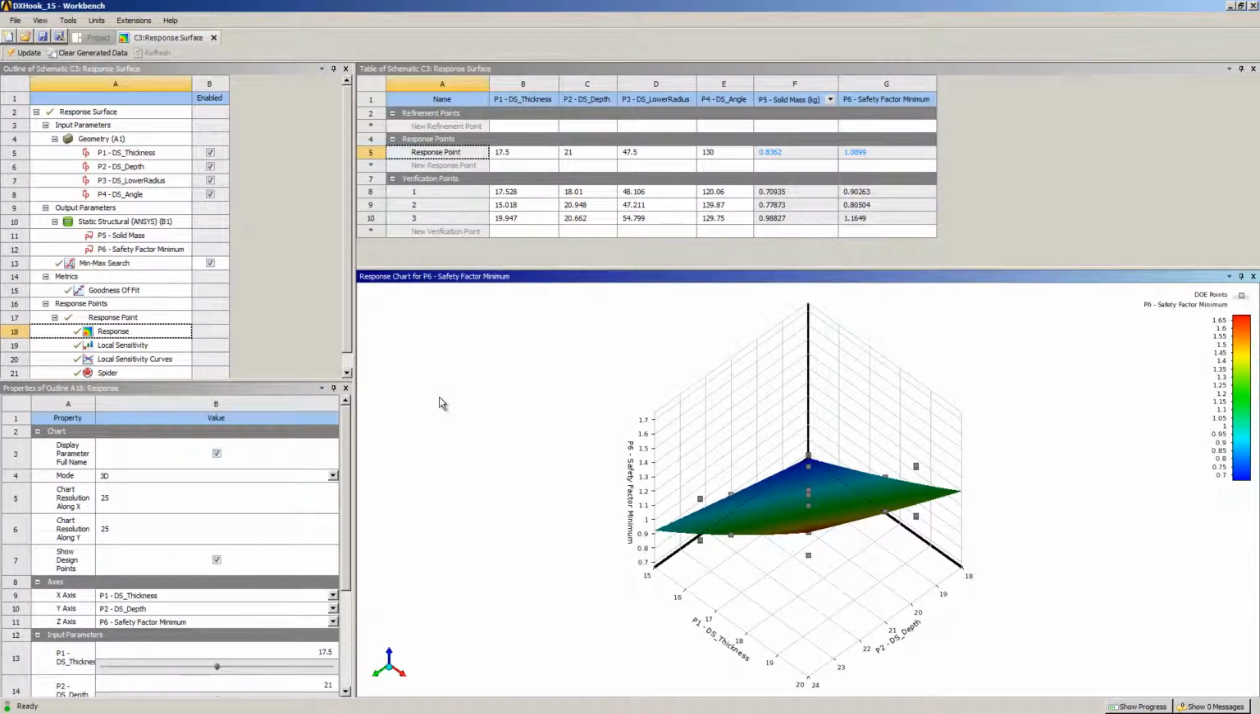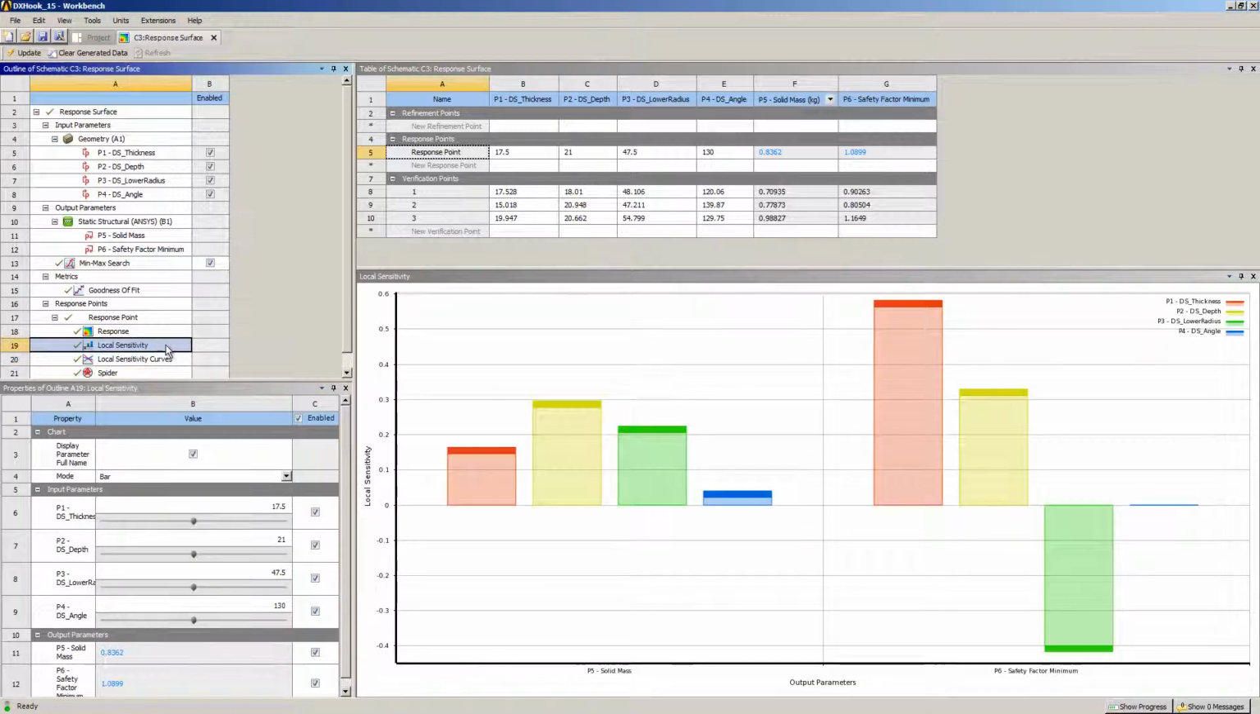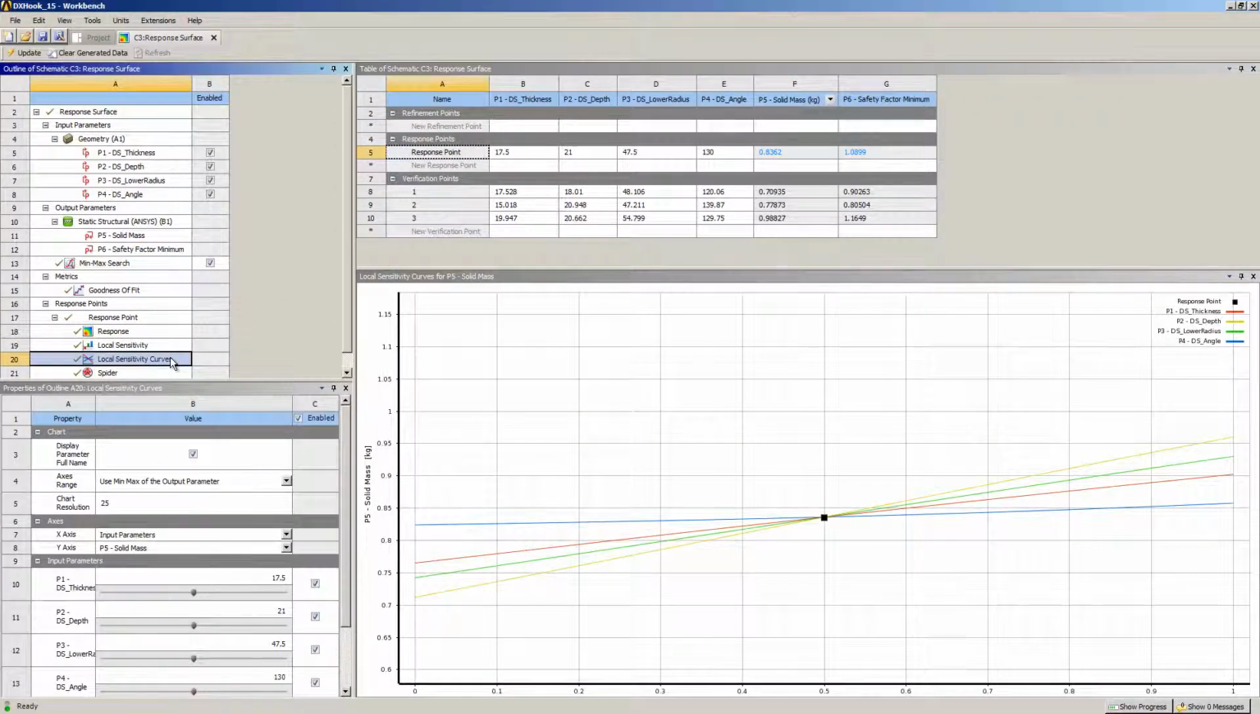There are two different sensitivity results available for response surfaces: the local sensitivity curves chart and the local sensitivity chart. These charts are local in the sense that they show sensitivity values local to the current response point. The local sensitivity curves chart uses multiple curves to show local sensitivities. In addition to showing an input's impact on one or more selected outputs, it also shows the impact on all the other inputs. For the axes range, I can pick Use Curves Data or use min-max of the output parameter.